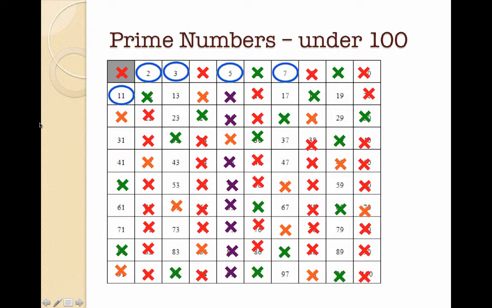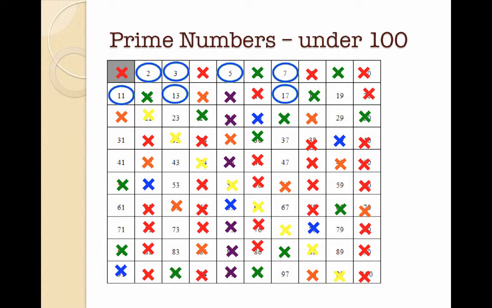Next I go to 11. Now the multiples of 11 are pretty easy. They're just all the double numbers, 22, 33, 44, 55, and so on. All of those numbers are composite because they can be divided by 11. Next up is the number 13. Now there's not a lot of new numbers for 13, so I've done a quick cross off.